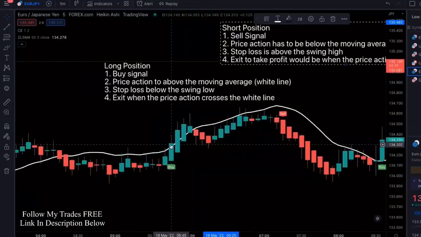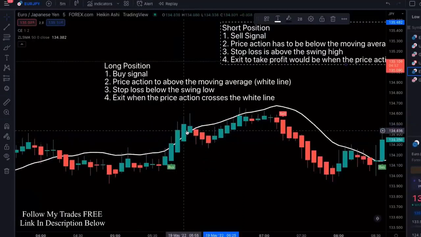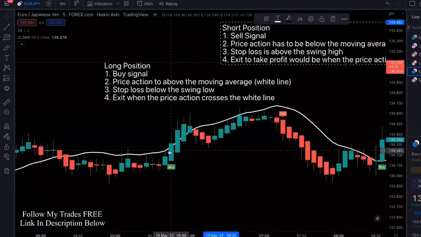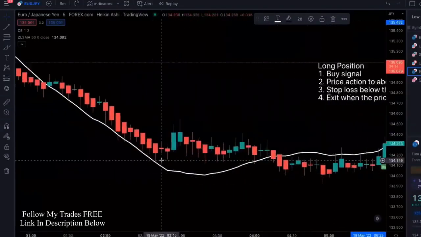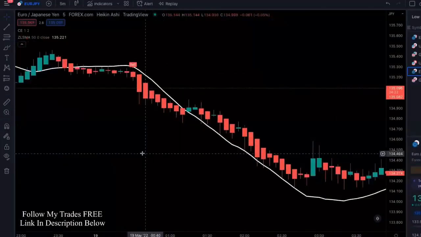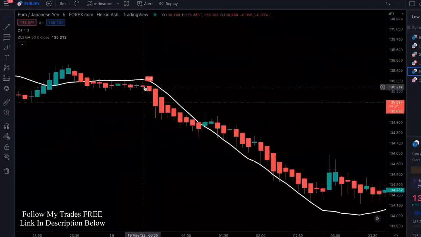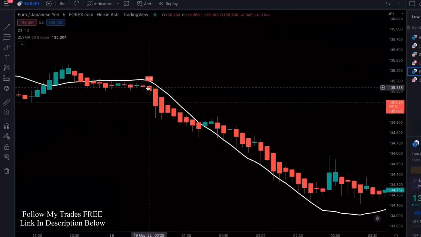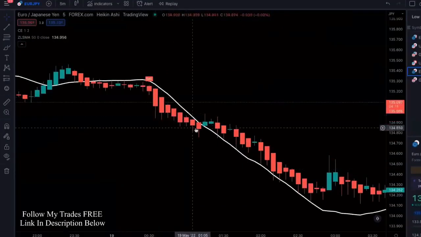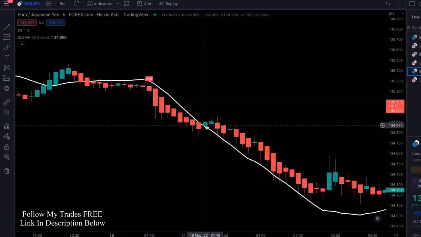This one is a little bit iffy because the price action is not completely above the white line, right? It still would have made a little bit of a profit, but this wouldn't have been an ideal situation for a trade, okay? And then again, lots of consolidation. Here's another good sell signal, right? Where price action is below the white line, you get a sell signal, take it and exit right there when it crosses over.